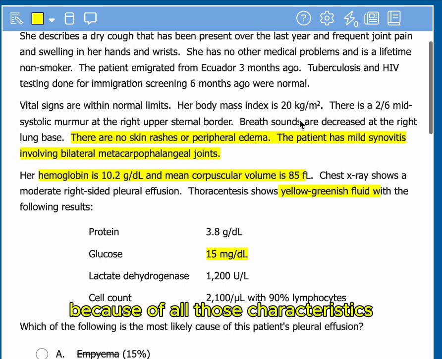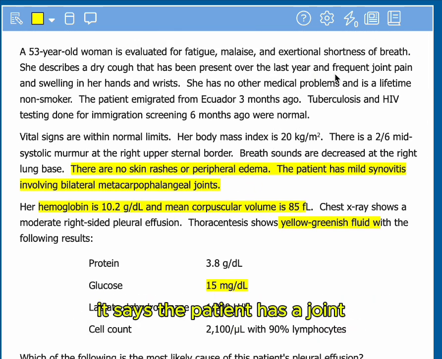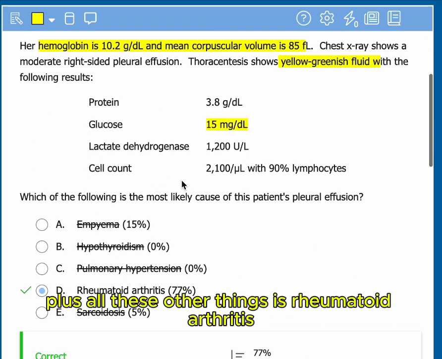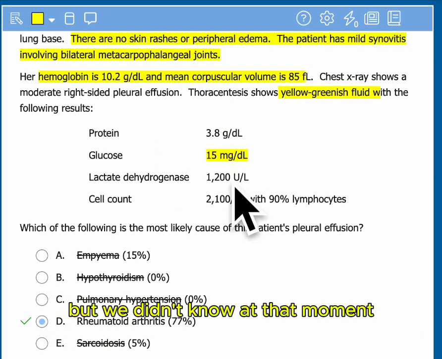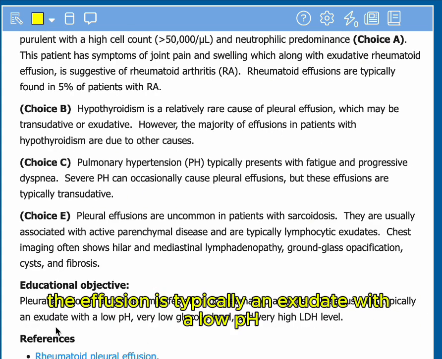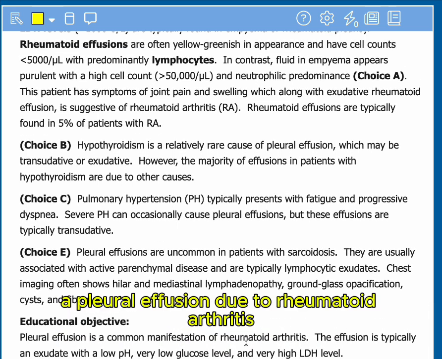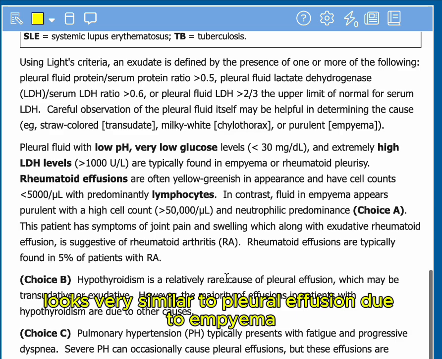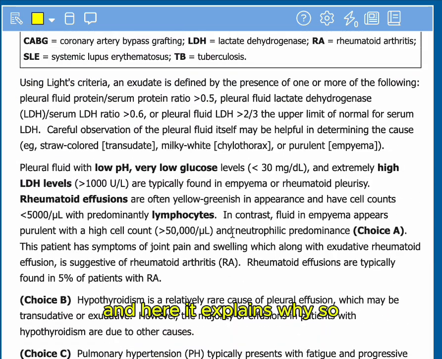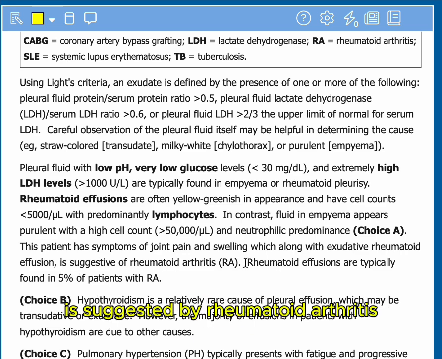Why is it rheumatoid arthritis? Because of all those characteristics, and also it's telling you that the patient has joint pain and swelling in her hands and wrists, plus all these other things. But we didn't know at that moment the educational objective, and this is very important. Pleural effusion is a common manifestation of rheumatoid arthritis. The effusion is typically an exudate with a low pH, very low glucose levels, and very high LDH level. So actually, a pleural effusion due to rheumatoid arthritis looks very similar to one due to empyema. And here it explains why. Fluid in empyema appears purulent with a high cell count, more than 50,000, and neutrophilic predominance. So this patient had symptoms of joint pain and swelling, which, along with an exudative rheumatoid effusion, is suggestive of rheumatoid arthritis. And that was it.